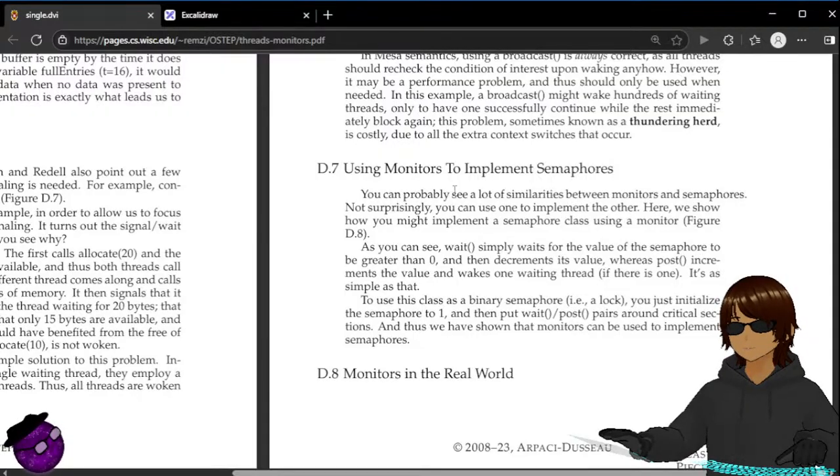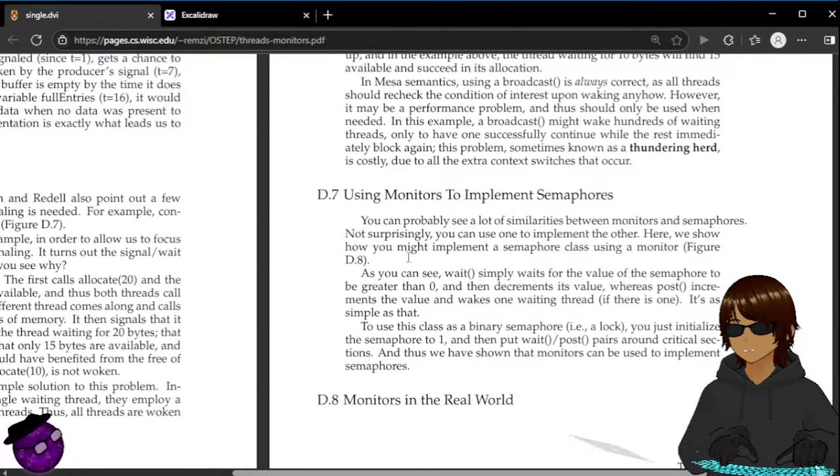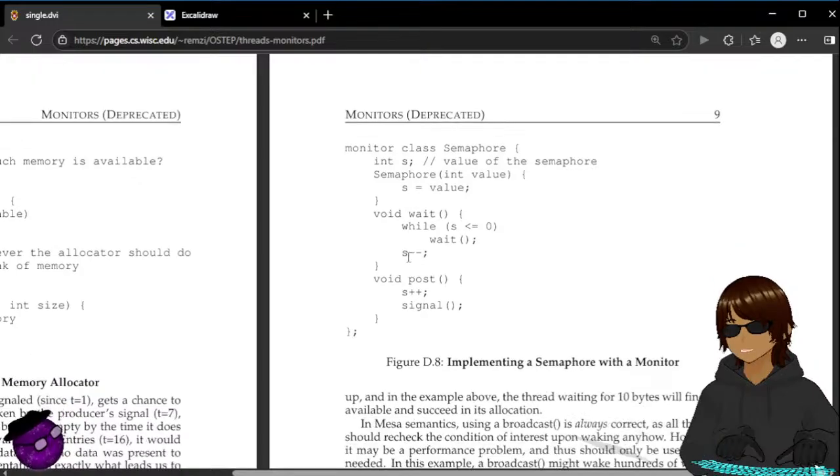Using monitors to implement semaphores. You can probably see a lot of similarities between monitors and semaphores. Not surprisingly, you can use one to implement the other. Here we show you how you might implement a semaphore class using a monitor. As you can see, wait simply waits for the value of the semaphore to be greater than 0. The semaphore is an integer value s. Wait: while s is less than or equal to 0, we wait. Then s becomes s minus 1. And post: s plus plus, and then signal.